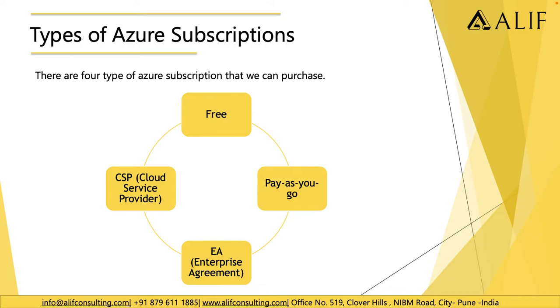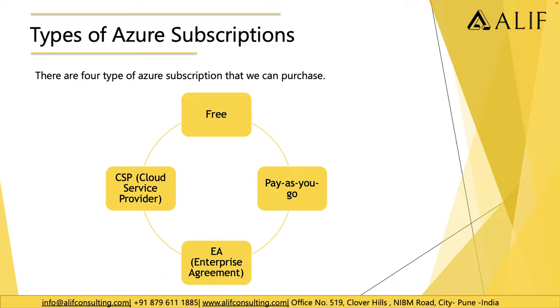So enterprise agreement is basically a commitment between a customer and Microsoft, where we make a certain amount of commitment for 3 years, and accordingly Microsoft is going to give us a discount on top of that. And with the enterprise agreement, we can have multiple subscriptions running in one enterprise agreement. The fourth one is the CSP. CSP is called a cloud service provider. Basically, it's a new program which is introduced by Microsoft.